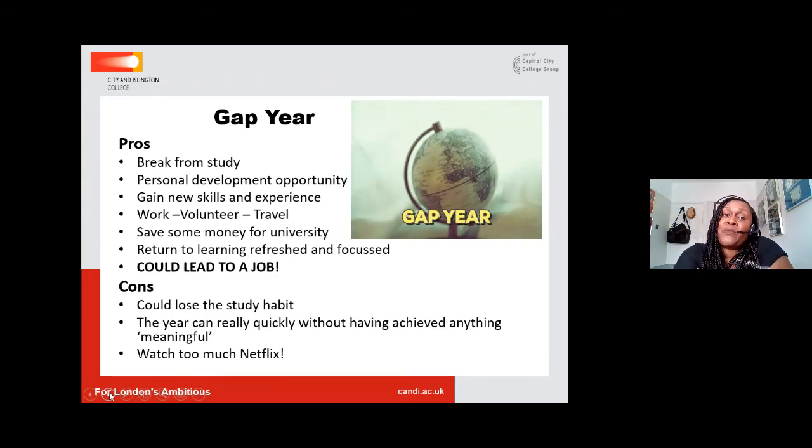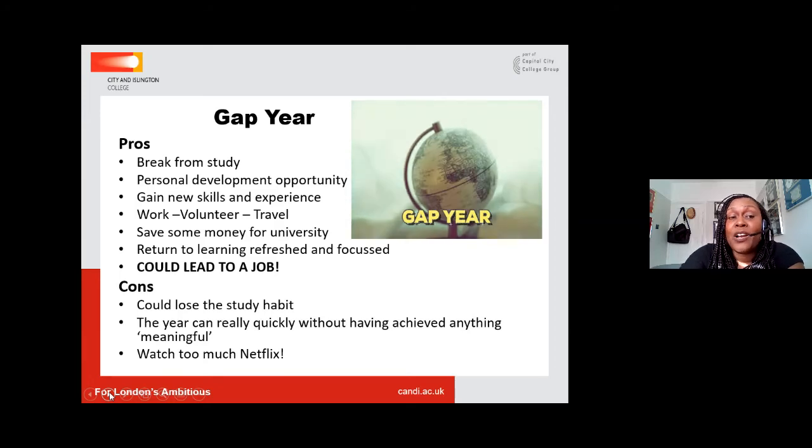So as promised, we're going to touch upon gap year. For some of you, you actually want to embark on a journey of self-discovery, to have that break. So we're just going to look very briefly at some of the pros and cons. Obviously for some students, it is about having the ability to stop and reflect and think about what it is you want to do moving forward, having that kind of personal development opportunity to reevaluate what's important.